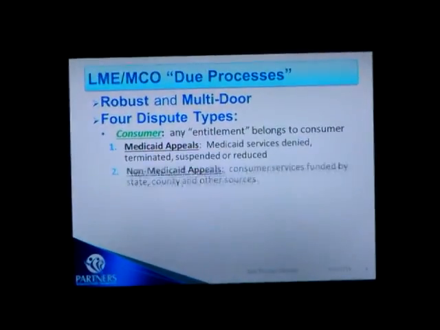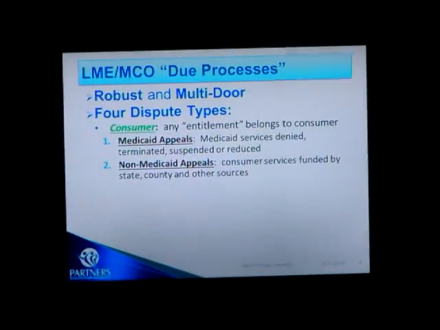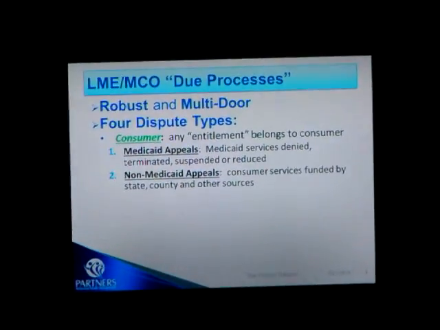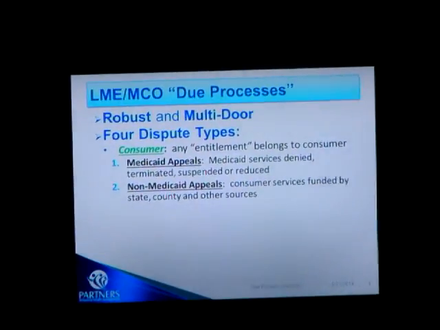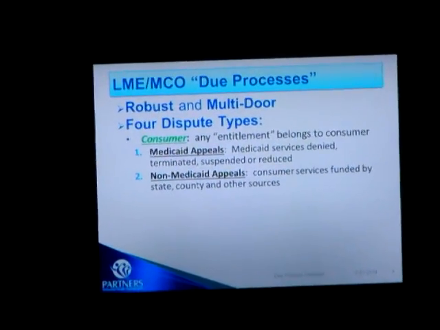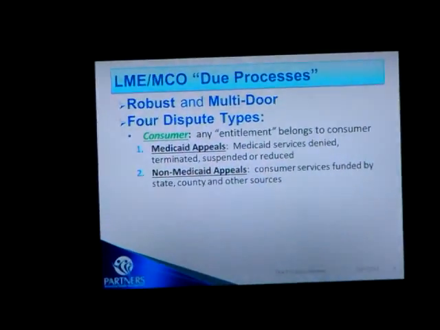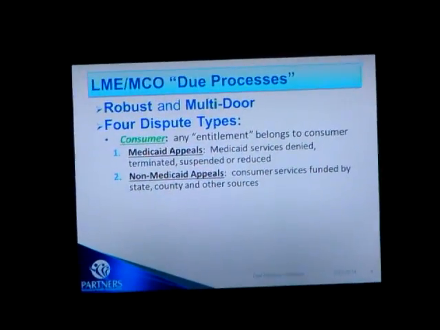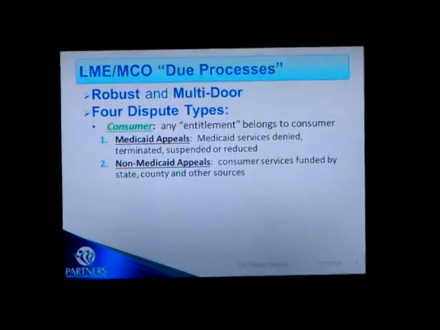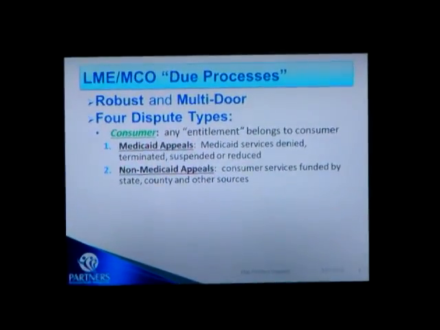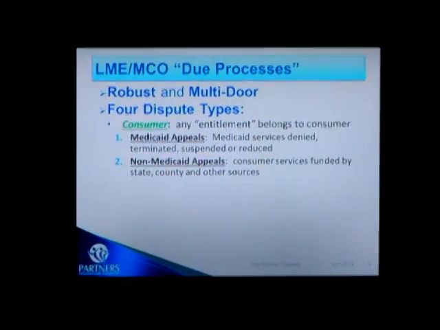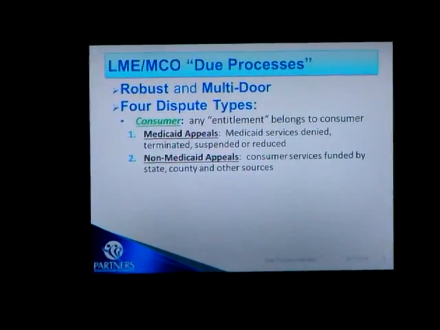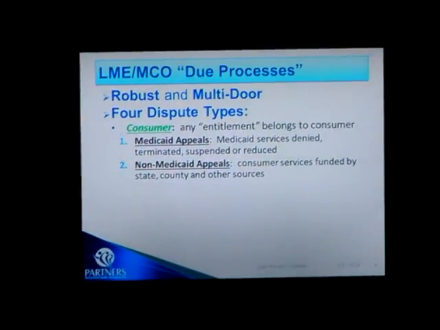There are essentially four dispute types, in my mind, that we have to deal with. Two of them are consumer related, Medicaid appeals and non-Medicaid appeals. In the consumer-related ones, the entitlement I talked about, the deprivation of life, liberty, or property, is something that the consumer is entitled to. How much they're entitled to, what the entitlement is, can vary. What you're entitled to through Medicaid versus what you're entitled to through state dollars or county dollars can vary. But on the Medicaid appeals, there's a certain process laid out, and it deals with services that are denied, terminated, suspended, or reduced.